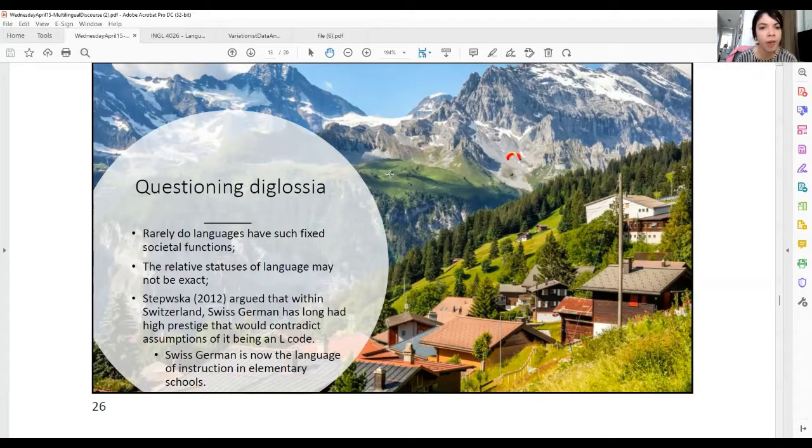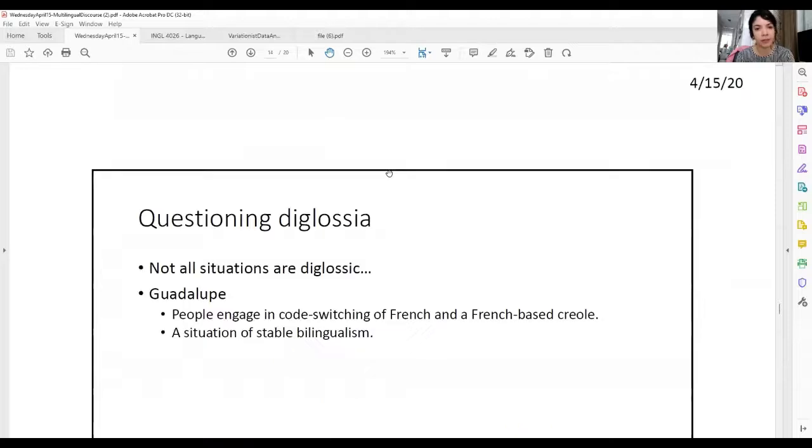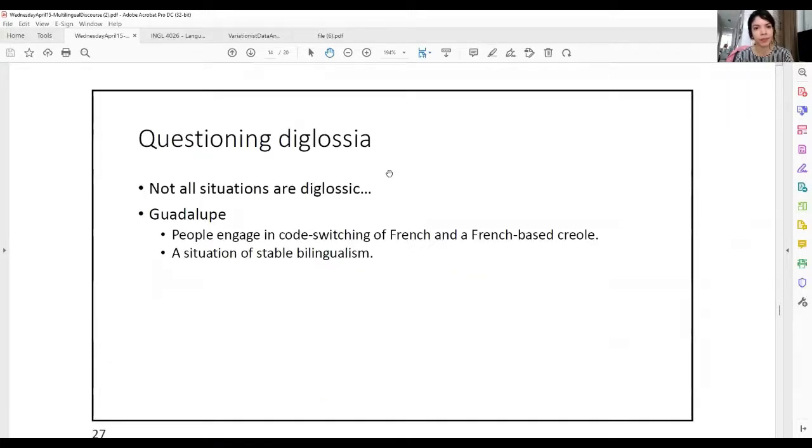Stepsois in 2012 argued that within Switzerland, Swiss German has long had high prestige that would contradict assumptions of Swiss German being seen as something of low variety status. So Swiss German is now the language of instruction in elementary schools. So that kind of also adds to the perception of it being perhaps seen as high variety as well by the people of Switzerland. So not all situations are diglossic.